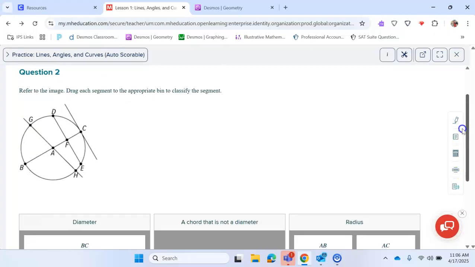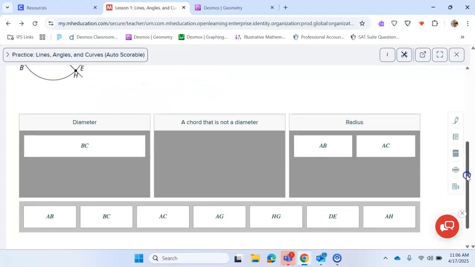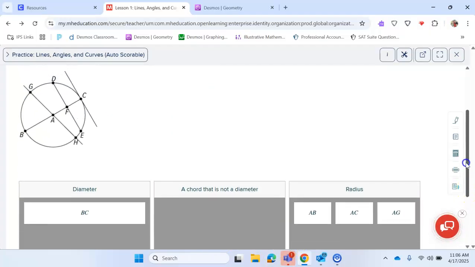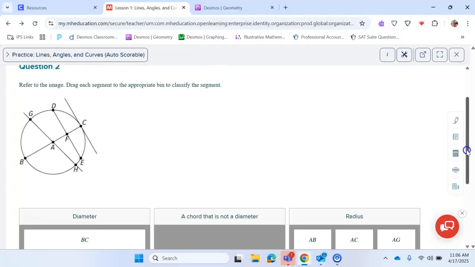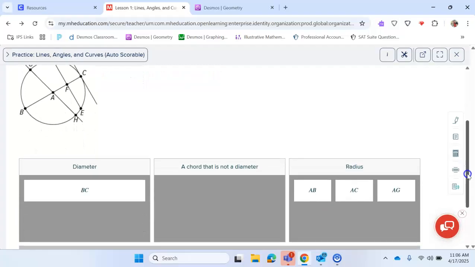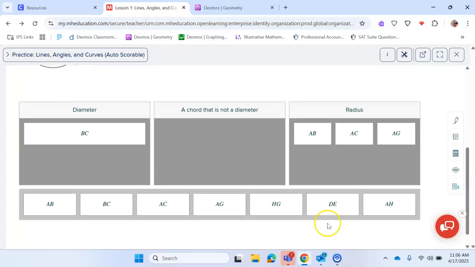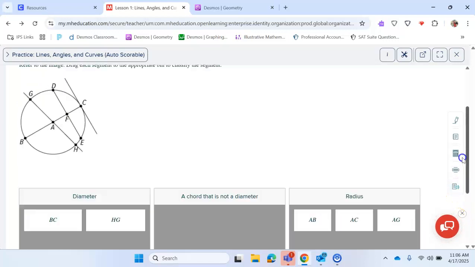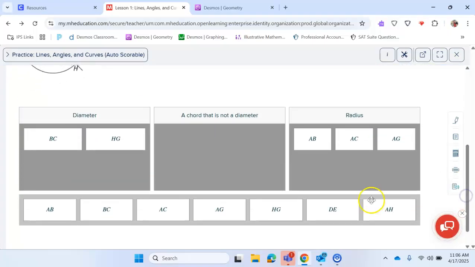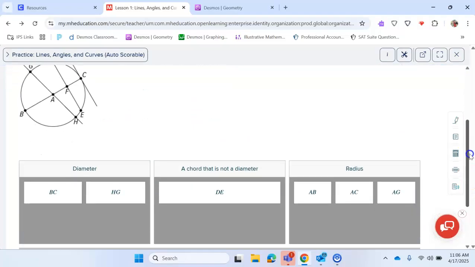AG. AG is also a radius. HG. HG is a diameter. It is a chord that goes through the center of the circle. DE. DE is a chord that is not a diameter. And finally, AH. AH is a radius.